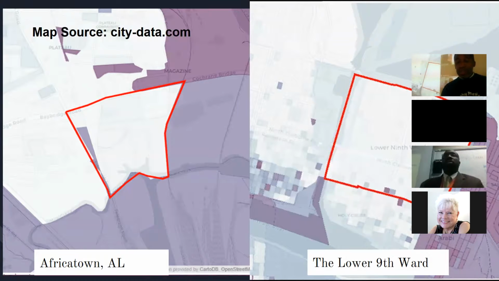Now, whether these neighborhood delineations as defined by citydata.com will jibe with what our community stakeholders say are their neighborhoods, we're not 100% sure of that yet. But what we can do, as you can see with citydata.com, is parse out demographic and socioeconomic data by census block group. And it's a really interesting exercise in mapping.